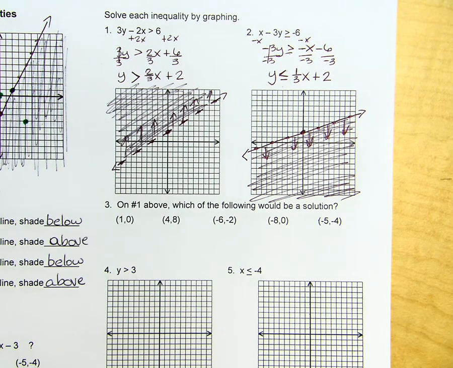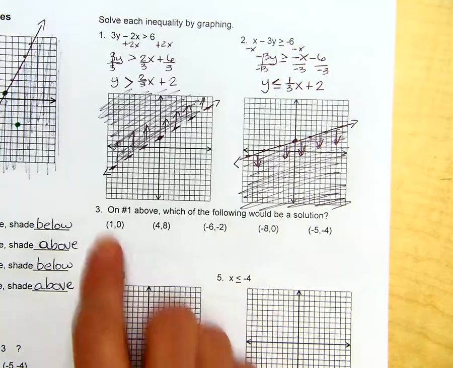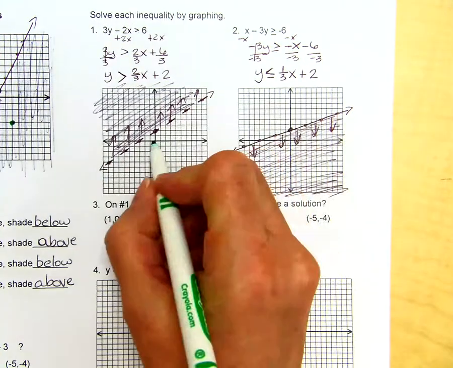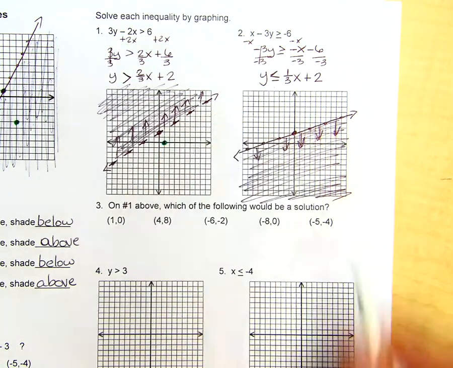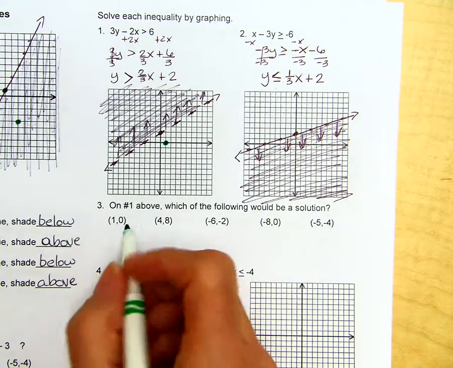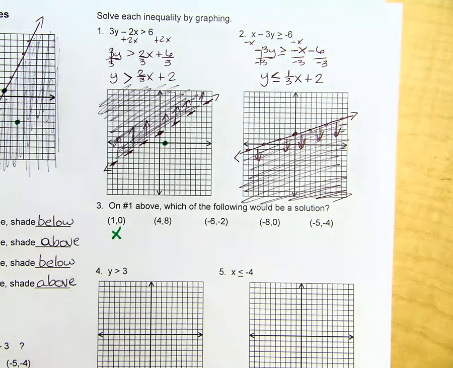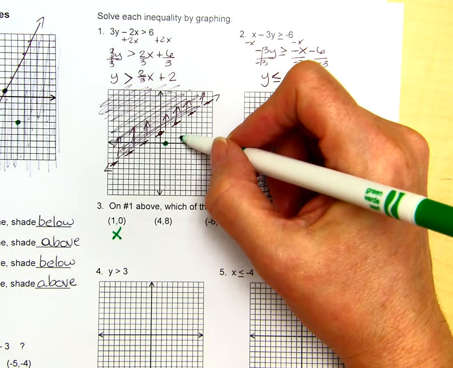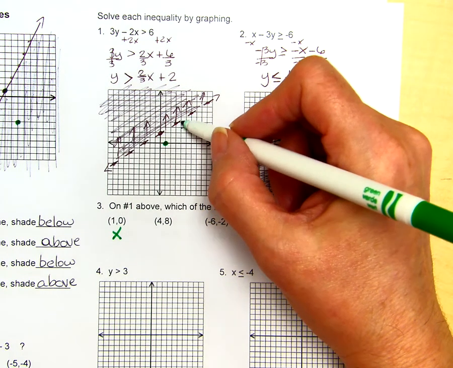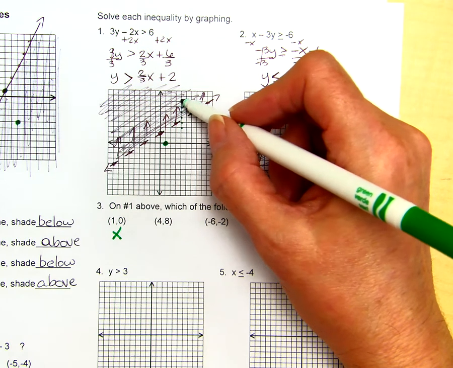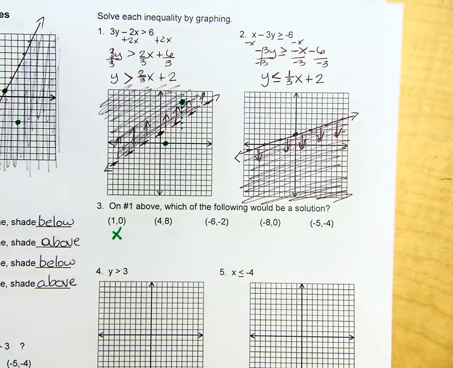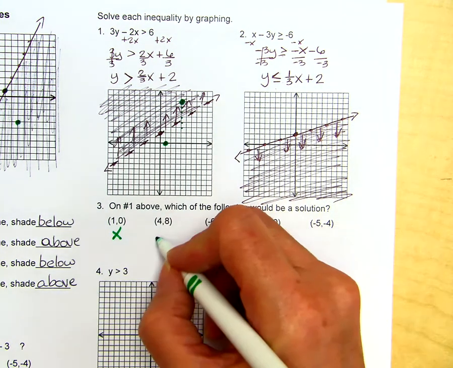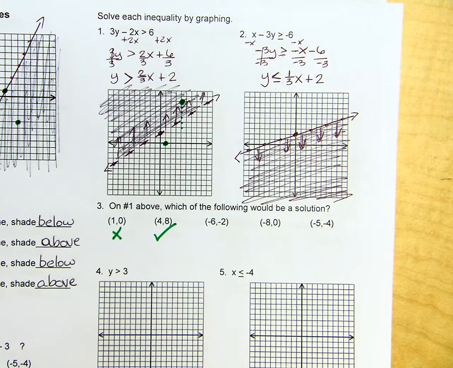On number 1 above, it says which of the following would be a solution. So we're going to go ahead and graph 1, 0. So we go over 1, up 0. So for number 1, this is not a solution. 4, 8. We go over 4 and up 8. 1, 2, 3, 4, 5, 6, 7, 8. Is this inside the shaded area? Yes. So it is a solution.